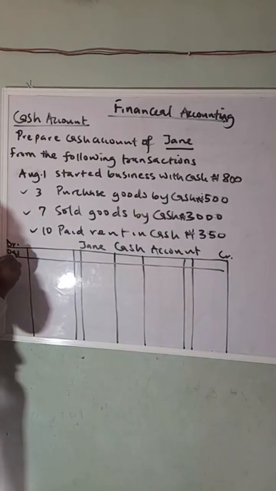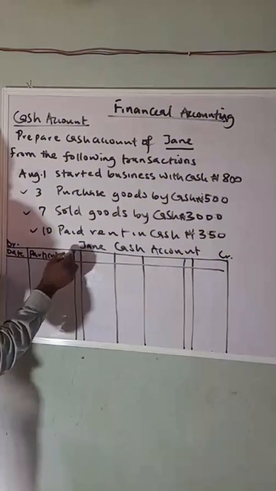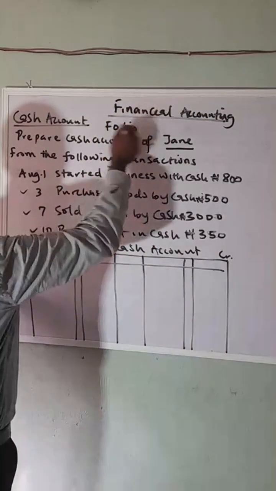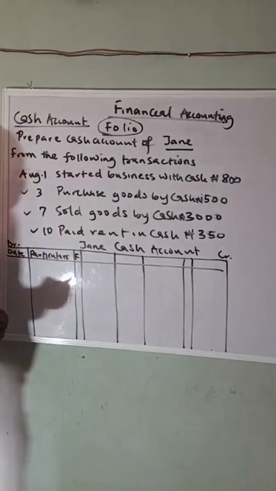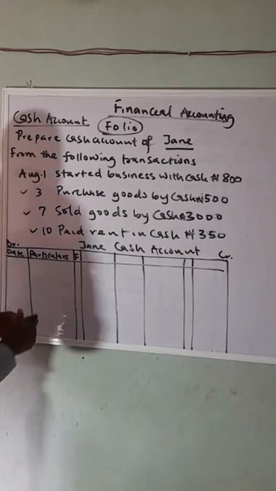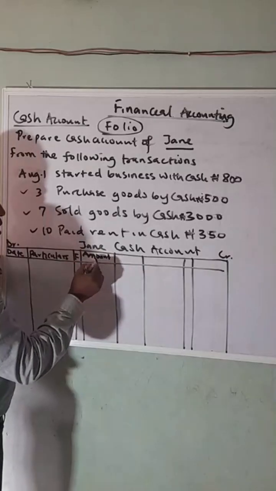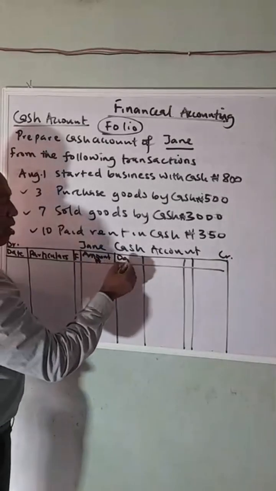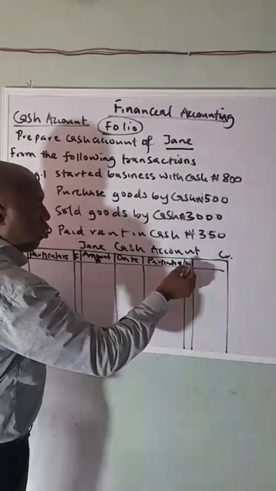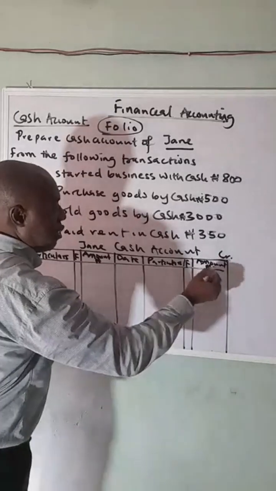Here will be dates. Here will be particulars. Here is the folio. F-O-L-I-O, we'll call it ledger folio. Ledger folio is for reference purposes, to refer. And here will be amounts. And here will be our Naira symbol, because this is still Nigeria. That is the currency we are talking about now. Folio, and this is amount. And here is the Naira symbol.